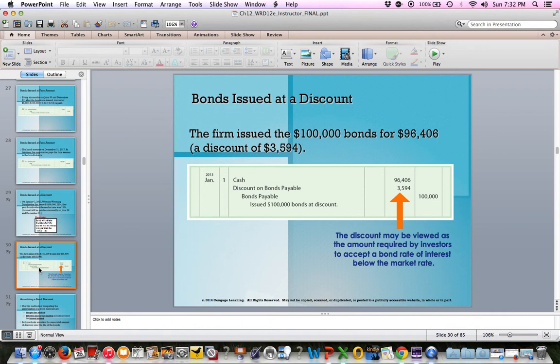So notice that we still have debits of $100,000. We still have a bond payable for $100,000, the face amount. That never changes. We still have to credit bonds payable for the full amount. It's just that we did not receive $100,000 of cash. We received $96,406, and that makes up for that 1% interest difference. And we debit the account called discount on notes payable.